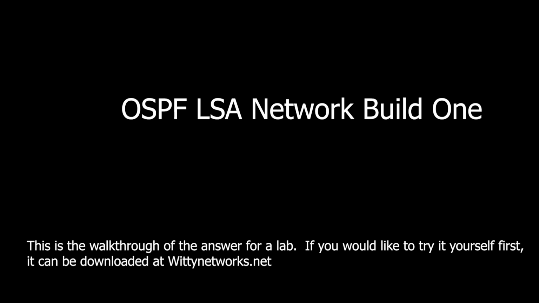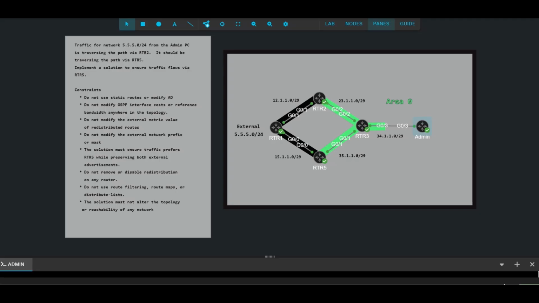Traffic for network 5.5.5.0/24 from the admin PC is traversing the path via router 2. It should be traversing the path via router 5. Implement a solution to ensure traffic flows via router 5. As you can see, there are several constraints on possible solutions.